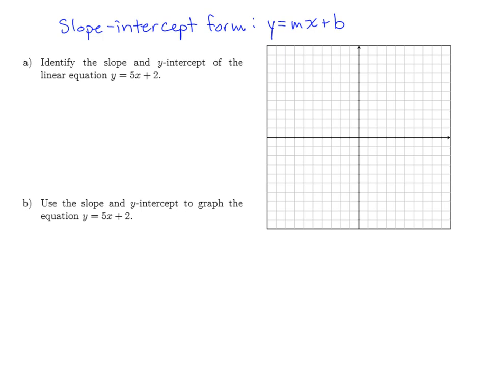So with our example, we're told to identify the slope and y-intercept of the linear equation y equals 5x plus 2, and then we'll use that to graph this equation. With y equals 5x plus 2, we can see that the coefficient on x is 5. So our slope here, which we'll use m to denote, is 5. The y-intercept, we can see that we have plus 2, 2 is the constant term, so our y-intercept will be the point 0, 2.